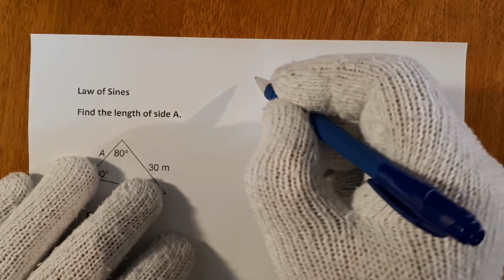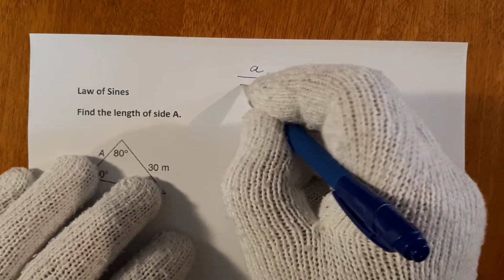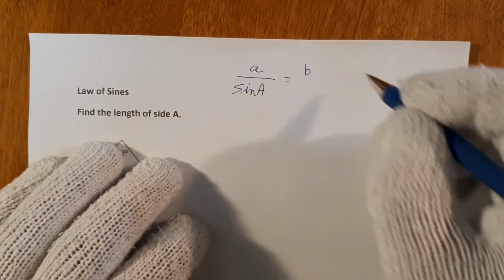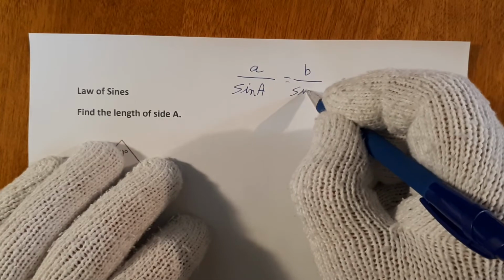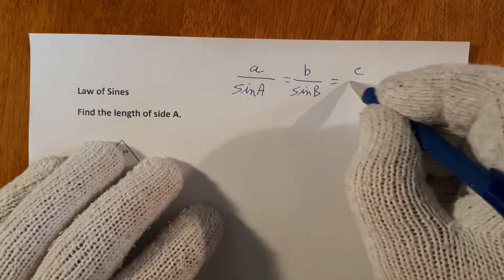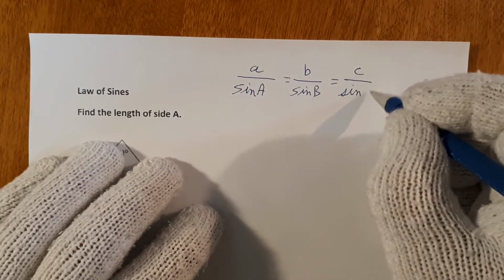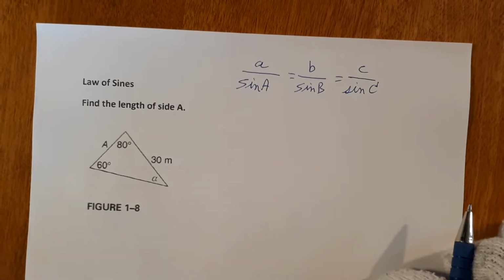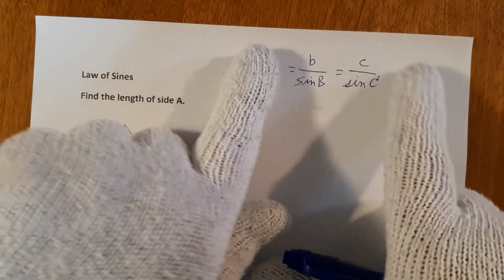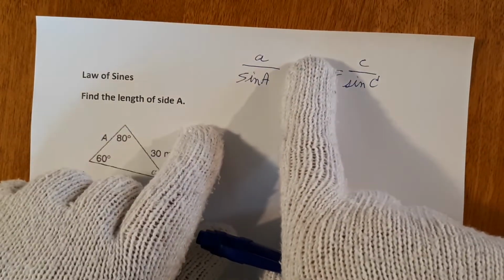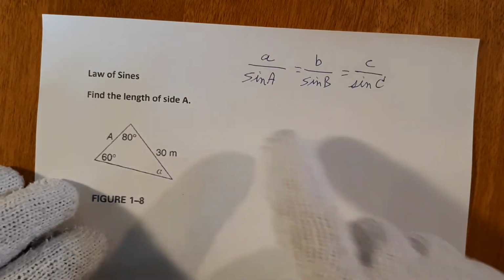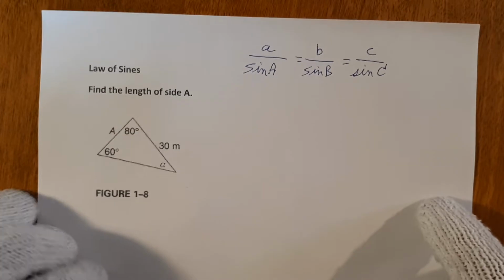It is the length of side A, little a, divided by sine of that angle A, is equal to the length of side B divided by sine of that angle B, is equal to length of side C divided by sine of the angle C, capital C. To use this, we don't use all three of them at the same time. We use two at a time, either these two, or those two, or these two, depending on what it is we are given.